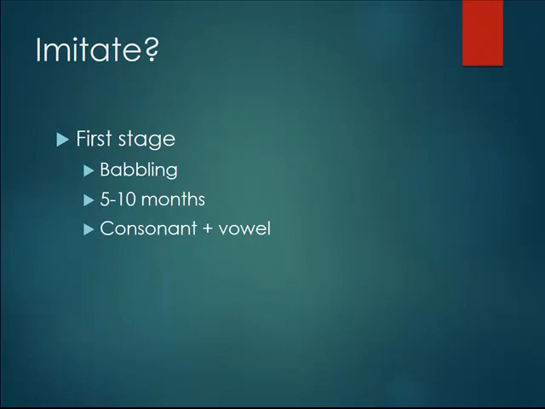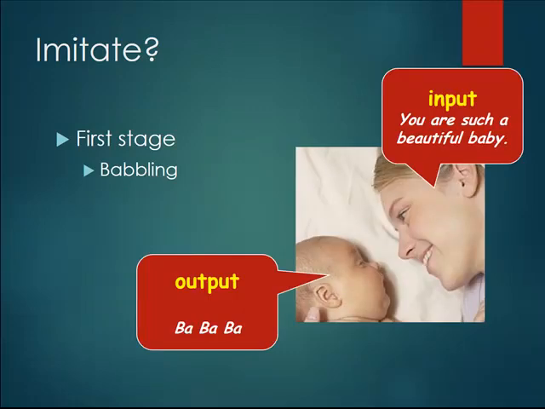Between 5 and 10 months, most babies will start to babble. That means making sounds that are usually consonants and vowels. What's interesting about this is that babies all over the world seem to make the same kinds of sounds. So you could say that babbling is a universal, or at least the sounds that babies make are universals. At this stage, you might have input such as a caregiver saying, "You're such a beautiful baby," and the output is "ba ba ba." Now, we have no idea what that output means, but presumably it means something. Why should a baby make a noise at all at that point?